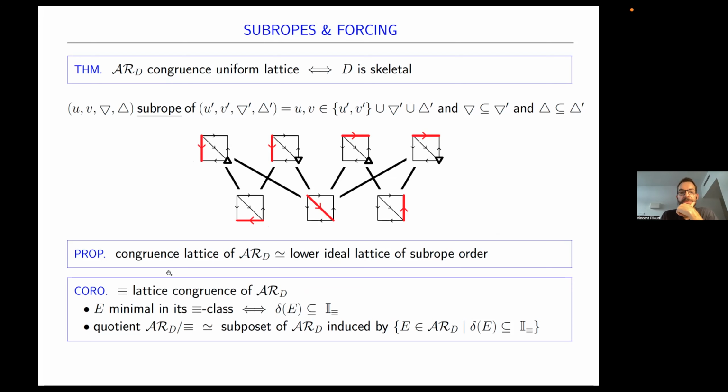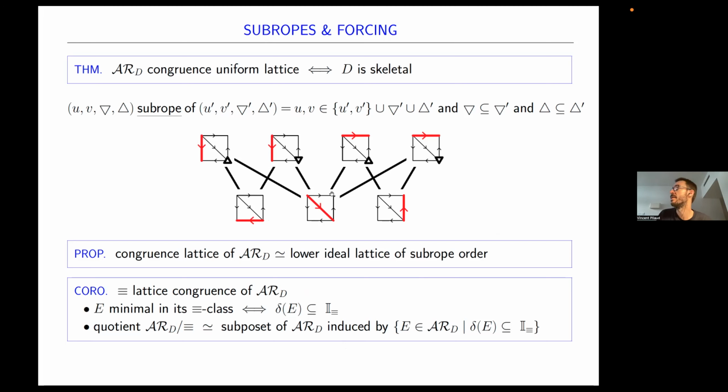So this is the forcing order, the subrope order, and exactly as for the weak order, the congruence lattice, the set of all possible congruences of my acyclic orientation lattice, is isomorphic to the lattice of lower ideals. It was upper before; for some reason, I changed up and down here. The set of lower ideals in this subrope order. So if you want to choose a congruence of this acyclic orientation lattice, you just pick a lower ideal of this order, and this gives you a congruence. And from this lower ideal, you understand which elements are minimal in their classes.